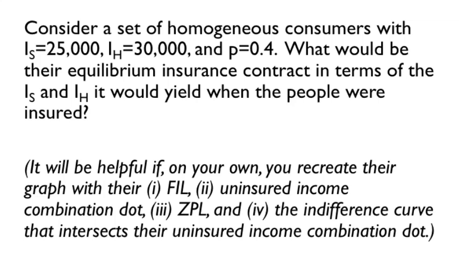Then you can also draw an indifference curve that intersects the uninsured income combination. And then think about, based on what we've talked about within that picture that you've created, where the equilibrium contract would be. Then I want you to give me the coordinates of that equilibrium contract. Your answer that you turn in should be of the form: the equilibrium contract will be such that IS equals a number and IH equals a number. Once you have that done, you are free for the rest of the day.